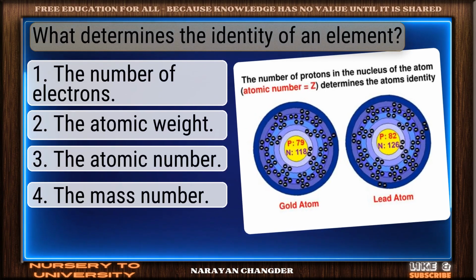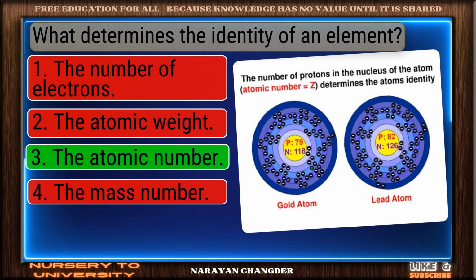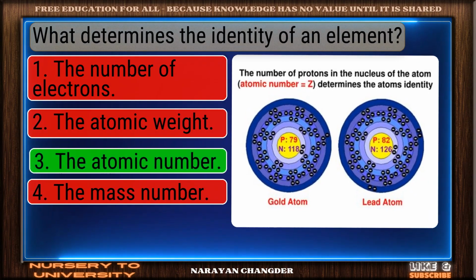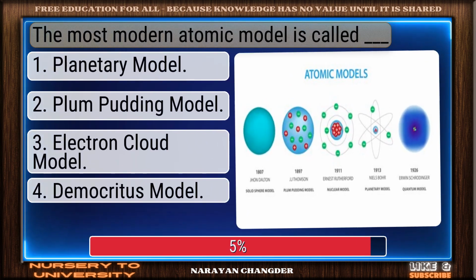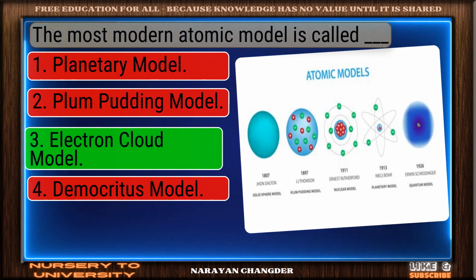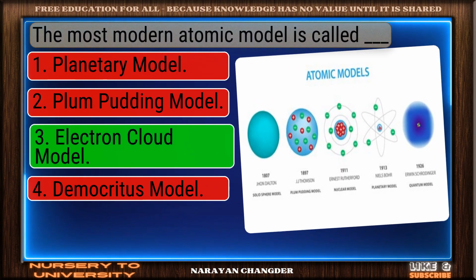What determines the identity of an element? You're right. The atomic number is the correct answer. The most modern atomic model is called... Correct response. Electron cloud model is the most accurate answer.